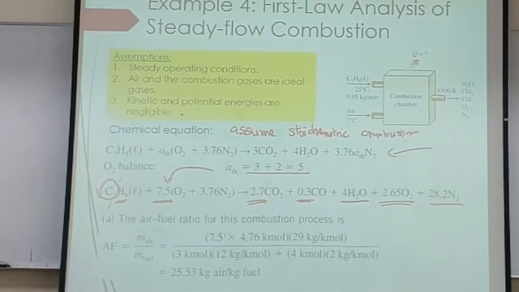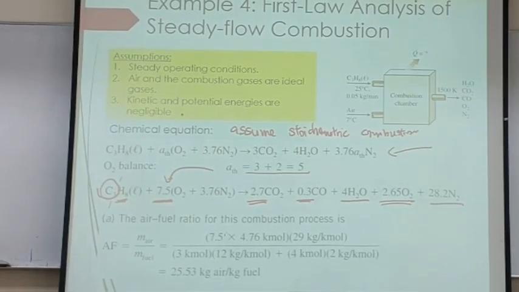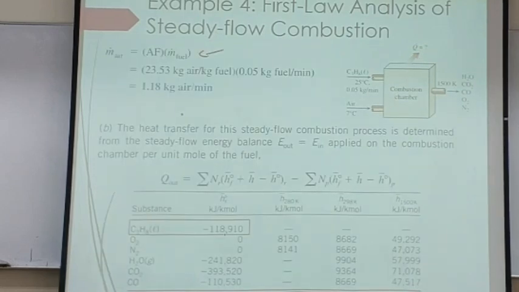So based on this, then you can calculate the FU ratio, as you can see here, 7.5 multiplied by 4.76, 29 fixed step. And then at the bottom is the mass of the fuel. So from here, you can get the FU ratio. So why do we find the FU ratio? Because the question asks for the mass flow rate of the air. So then, based on the mass flow rate of the fuel given by the question, you use the FU ratio, you can get the mass flow rate of the air.